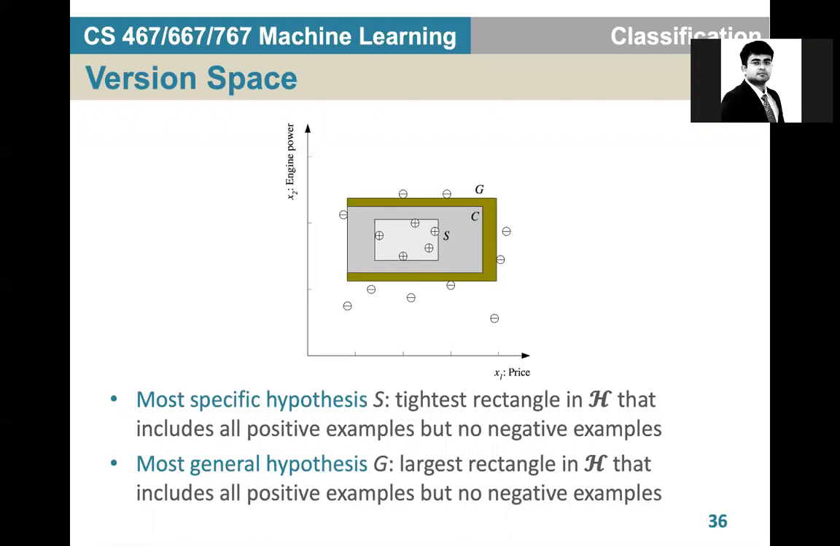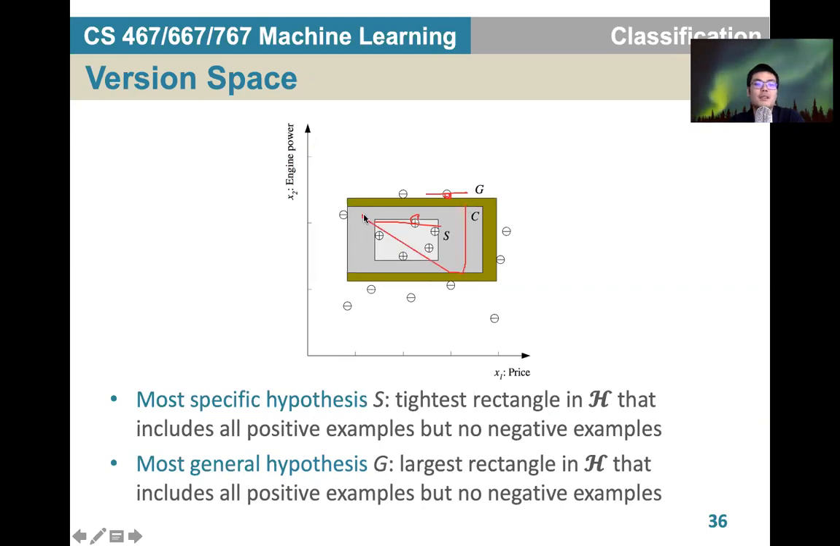Most specific, most general will be better hypothesis? Not really. So both are very bad. For example, if you go bypass a little bit, you make a mistake. This is very sensitive. Usually you will find the middle ground. So somewhere.